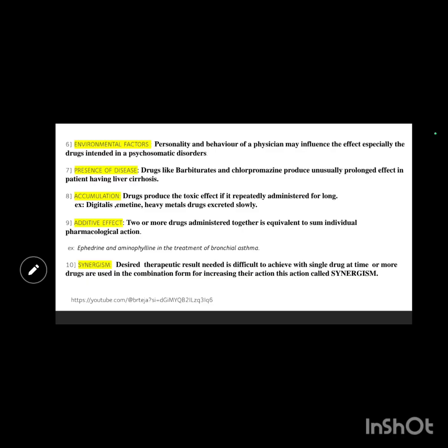Synergism is when the desired therapeutic result is difficult to achieve with a single drug at a time. One or more drugs are used in combination to increase their action. Simply, in synergism, drugs are used in combination therapy. At a time you can take two or more drugs in combination for increasing their action.